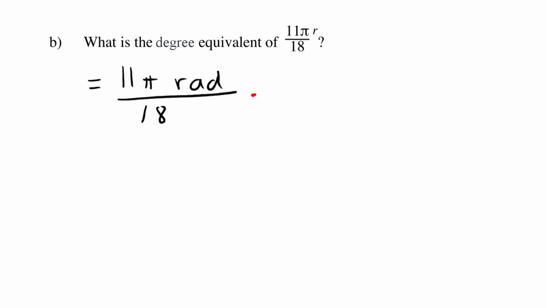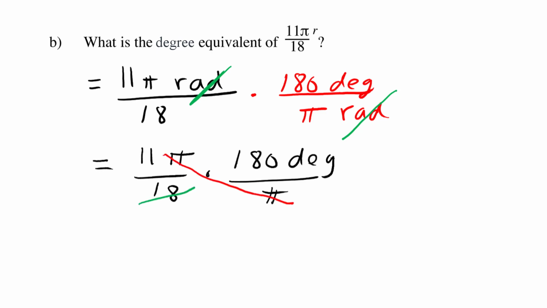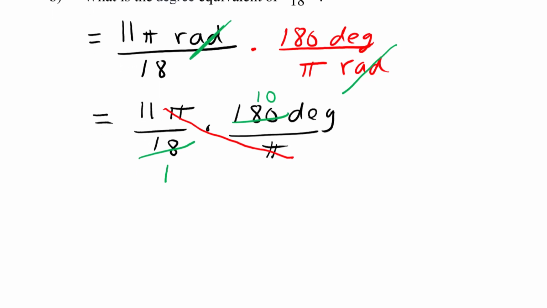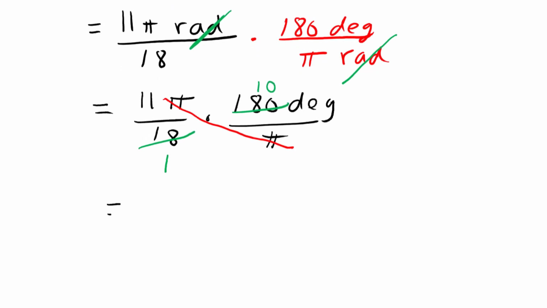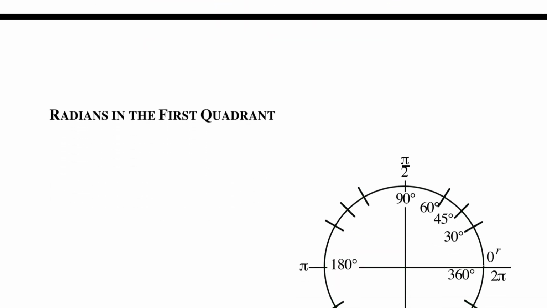This time we ask the question, what is the degree equivalent of 11 pi over 18 radians? You can see how we want to divide by the radians, to divide out radians. And so it's the multiplier 180 degrees over pi radians, and they do indeed cancel out. I'm going pretty quickly there. Let's see what else cancels. The pi's cancel, good. And 18 into 180, that becomes a 1 and a 10. Looks like we're left with 11 over 1 times 10 degrees. Okay, that's 110 degrees. So that's the degree equivalent of 11 pi over 18 radians.